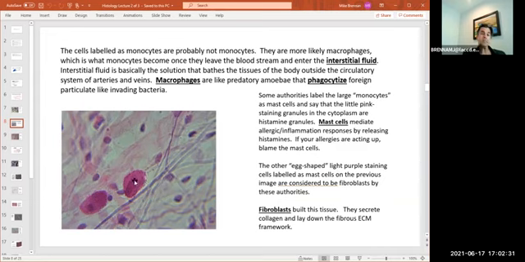There are some textbooks out there that will call these thingies that I call monocytes the mast cells, and say these little granules you see in here are histamine granules. Others say no, these big clear egg-shaped cells like you see me circling with the cursor here, no, no, no, those are the mast cells. So you got two different views here.